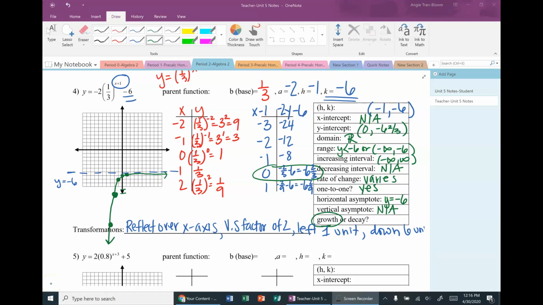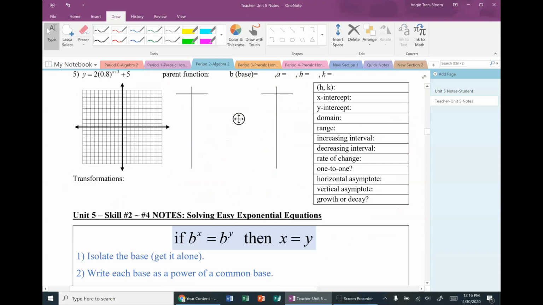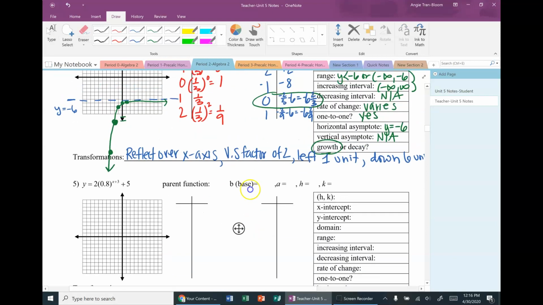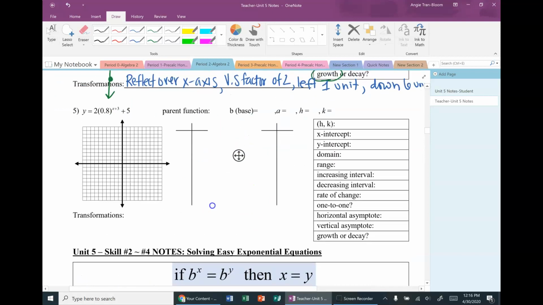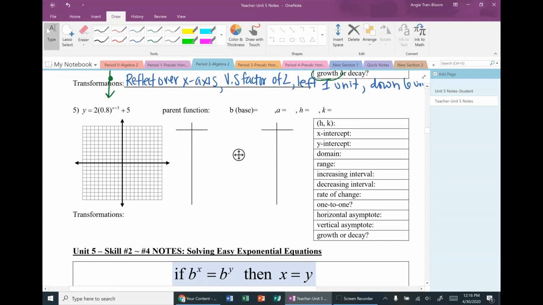All right, guys, we have one last example in graphing exponential. So let me go up really quickly. Is it frozen on me again? No, where did that go? Okay, here we go. Last example, y equals 2 times 0.8 to the power of x plus 3 plus 5.